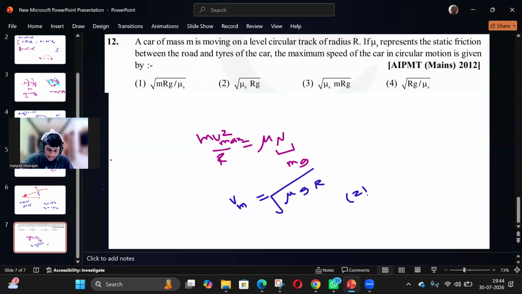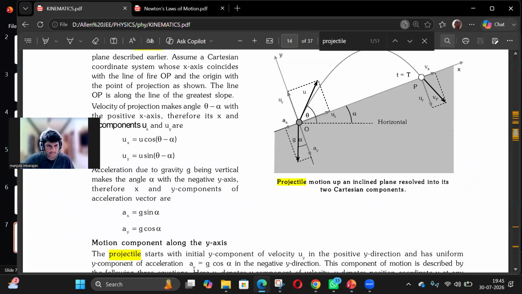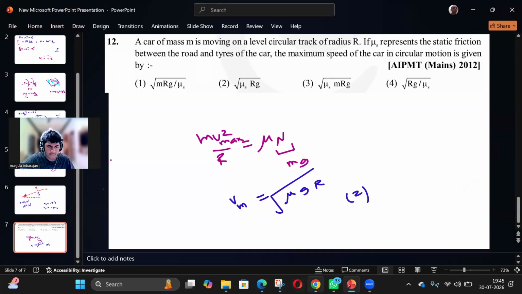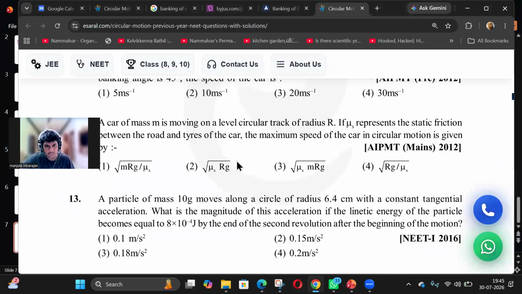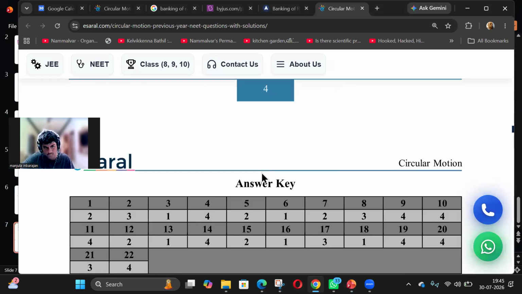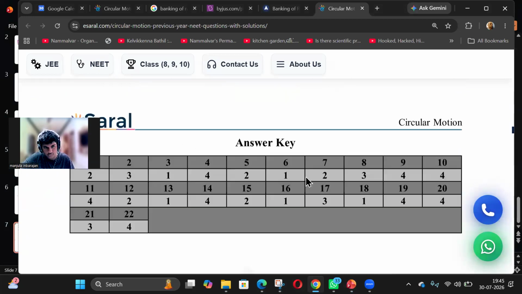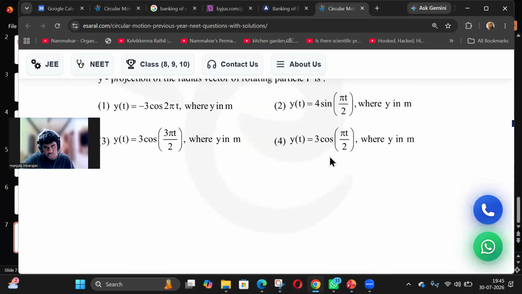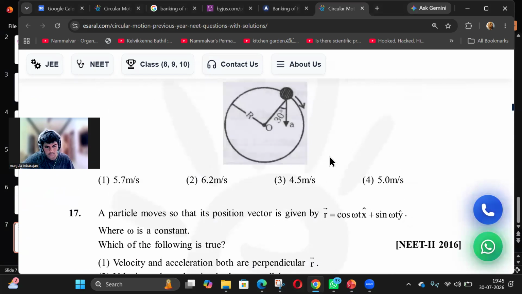Sir, I'm getting Vmax as mu into m g r divided by mu g r. Which option? Mu r g, option 2, mu s r g. Okay, so this is a simple one. There is no banking, it's a horizontal road.